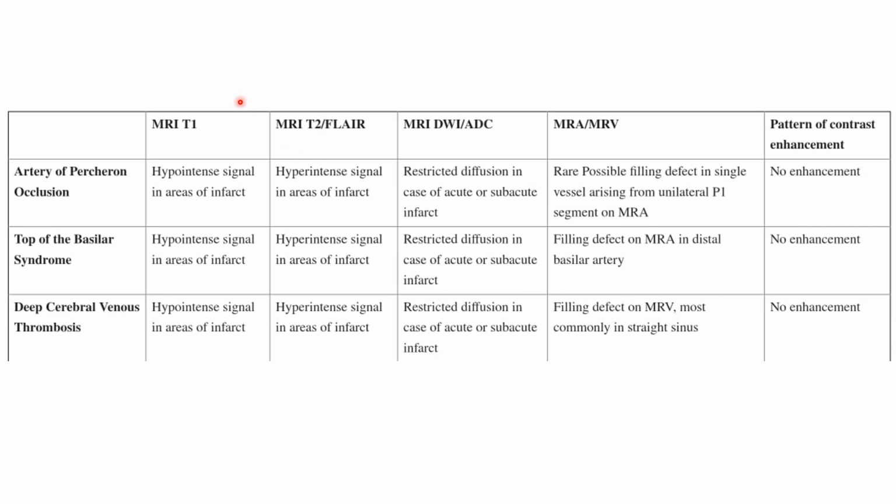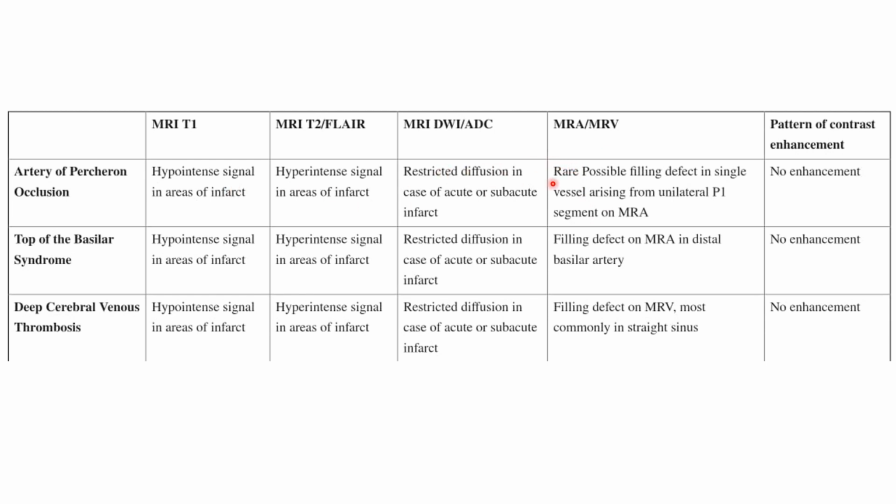So summarizing the main three causes of bilateral thalamic infarctions. On MRI, all of them will show hypointense signals in the area of infarcts in T1 weighted imaging, and T2 and FLAIR, all of them will show hyperintense signals in bilateral thalamic regions, and all three will show diffusion restriction in the thalamic regions in diffusion weighted imaging. We can differentiate them using MR angiography and MR venogram for confirmation.